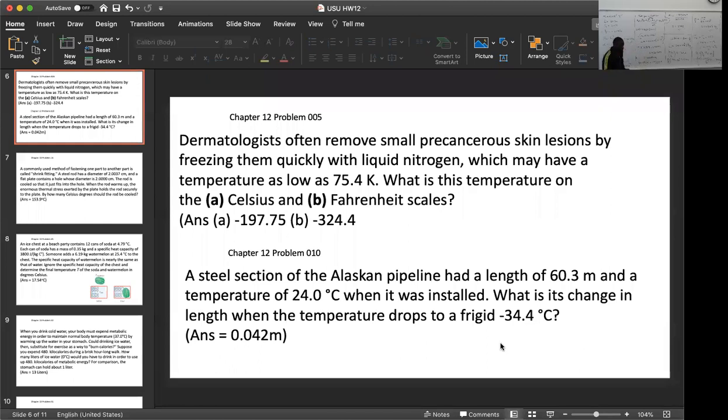Yeah, 0.042 meters. So the negative sign just tells you that it's a contraction, in case they need the sign right there. So it's freezing, it's contracting, it's not expanding. So let's go to the next problem.